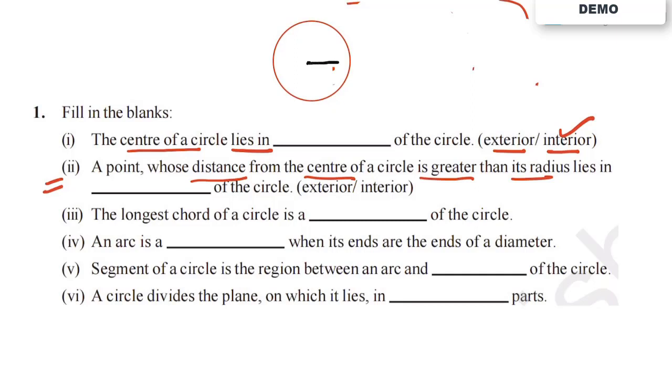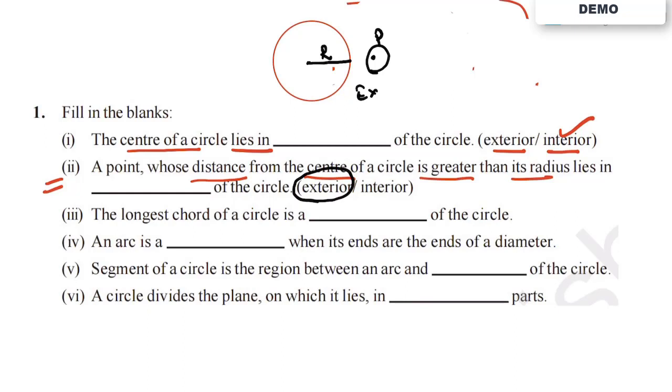let me draw the radius, that is radius r. It is saying a point whose distance from the center of the circle is greater than the radius. It means it is somewhere here. Now it is asking where the point is. Suppose I name the point as P. As you know that it is greater than the radius, the point will be lying in the exterior of the circle. So what would our answer be? Exterior of the circle.